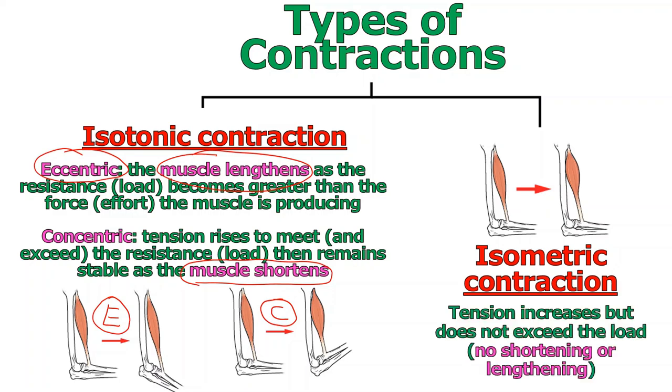In isometric contraction, tension will be there. Remember, tension always happens when we do a contraction, but we don't have to move the load, so to speak. So in this case, there will be no shortening or lengthening in an isometric type of contraction.